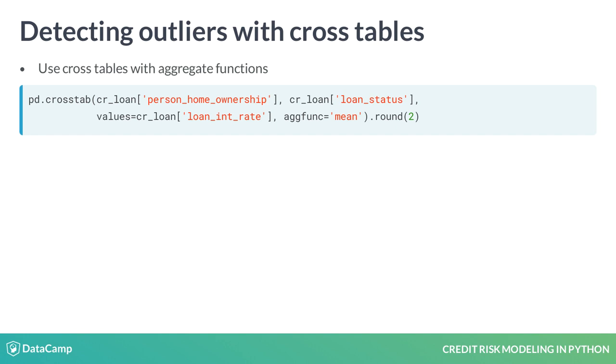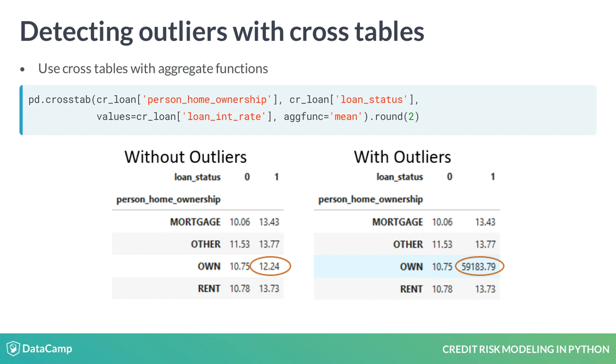Here, we call crosstab on our credit loan data just like before to find the average interest rate. For this example, we might expect to see the values on the left with our normal data. However, there could be some extreme outliers in the data which would result in the data on the right. This would cause problems with modeling. Imagine having an interest rate of 59,000%.